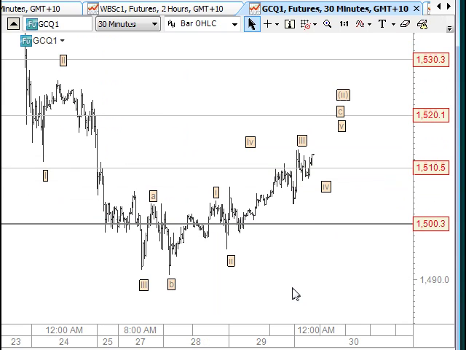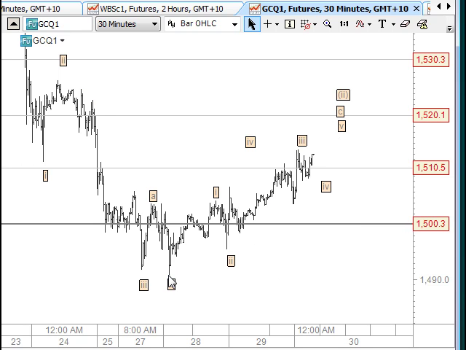Okay, so our bounce is well underway, and we're looking for that to play out either at this level here or this level here. Now, obviously, this level here is where the supply is sitting, where the technical resistance is, so that's where I would expect it to come to.